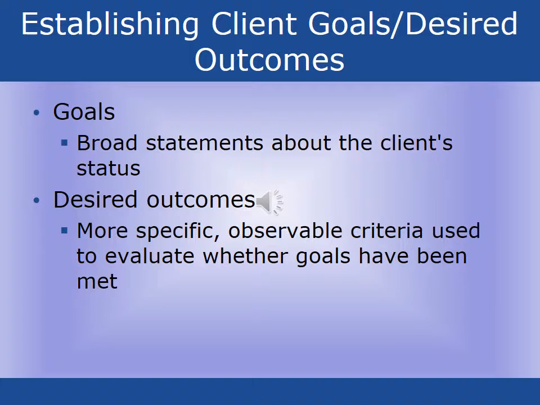So we establish goals and desired outcomes. Now, there is a difference between goals and desired outcomes. A goal is simply a broad statement about the client's status, but our desired outcome is really more specific. It's observable criteria used to evaluate whether goals have been met. If you have a patient that has been immobile or they have difficulty moving, you might have the goal that the patient's going to be able to move more freely, but your desired outcome is going to be specific. It's going to be observable criteria. It's going to be measurable, and they might be able to walk 5 feet without assistance.